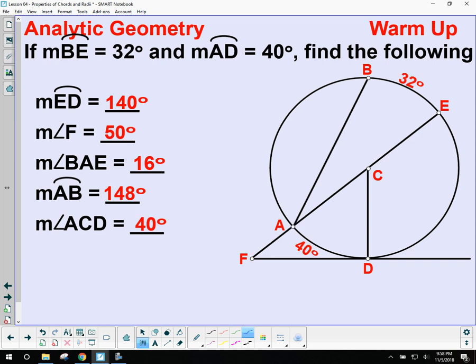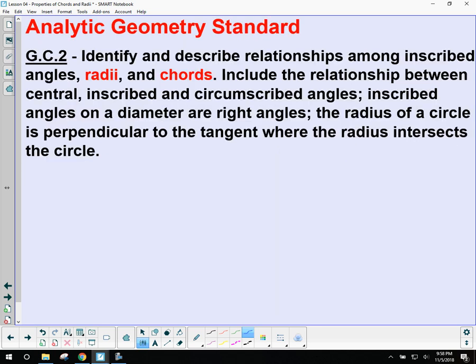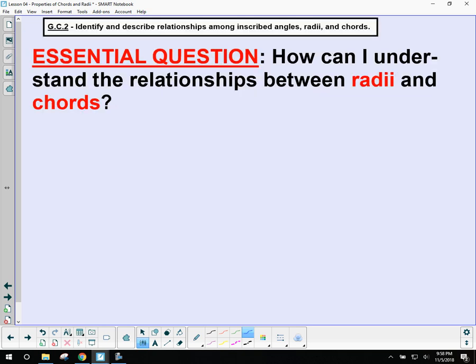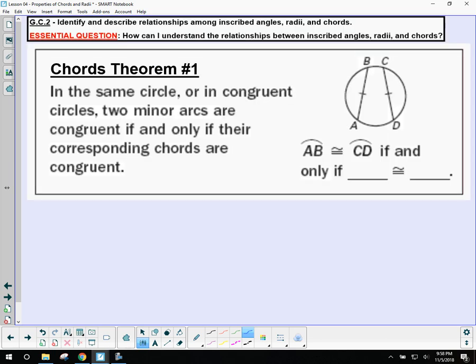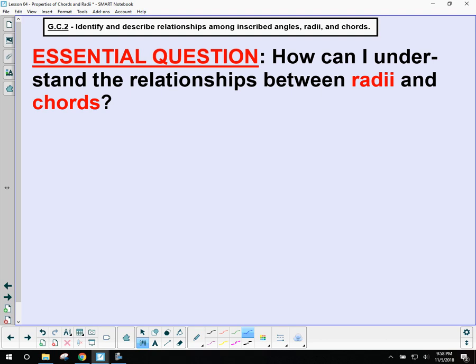Okay? Cool. We're going to talk about radii and chords today. How can I understand the relationship between radii and chords? Oh, radii is plural for radius. Radius is singular. Yes, I know. I love the English grammar.